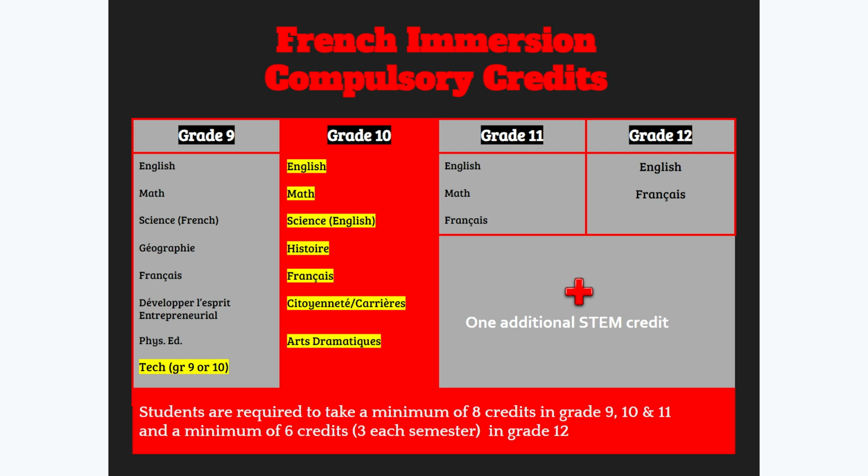As is the case with all students, you're required to take 8 credits in grade 9, 10, and 11, and a minimum of 6 credits within HDSB in grade 12.